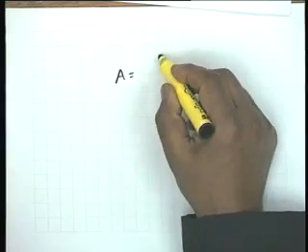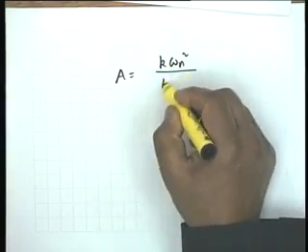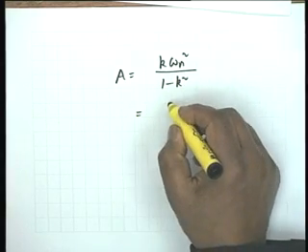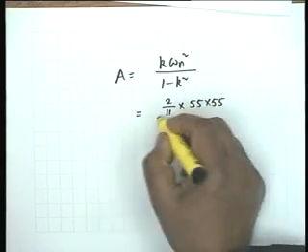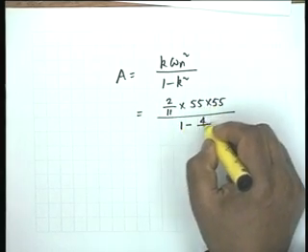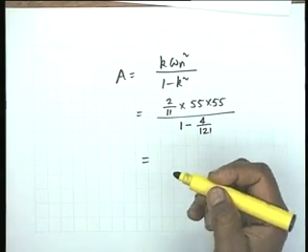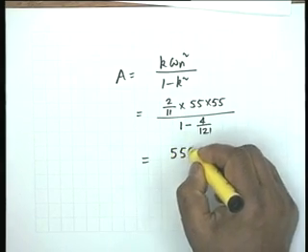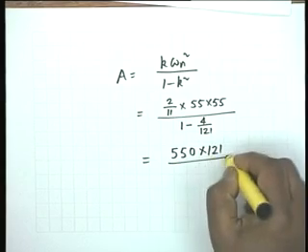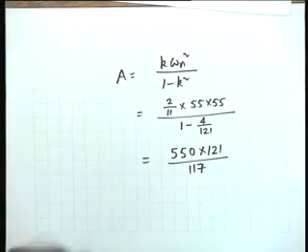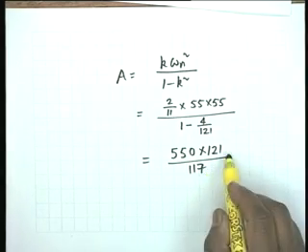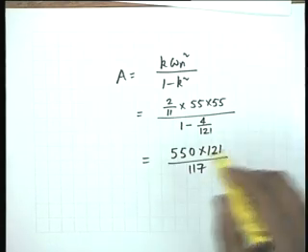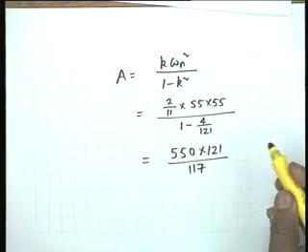A is k omega n squared divided by 1 minus k squared. So this is equal to 2 by 11 multiplied by 55 multiplied by 55 divided by 1 minus 4 by 121. I felt lazy, I didn't calculate the whole thing, I just left it like this. There was no other cancellation: 550 into 121 divided by 117. 117 has 3, 9 and 13 as factors, but none of them are factors of the numerator. So I left it at that. You have to use your calculator to get the values.